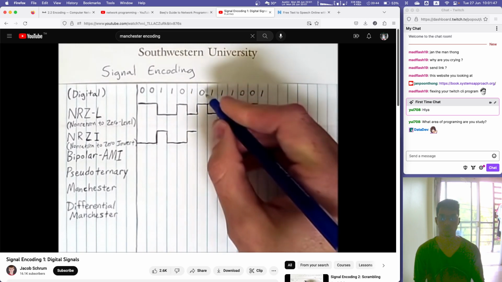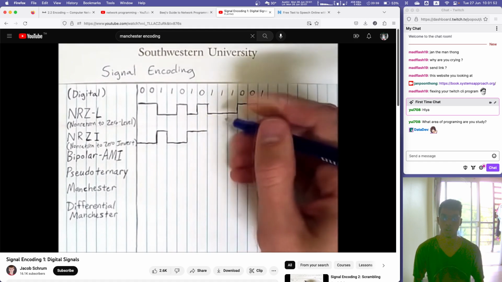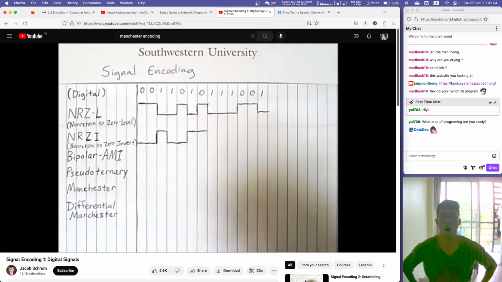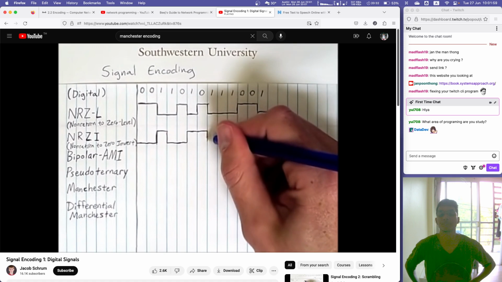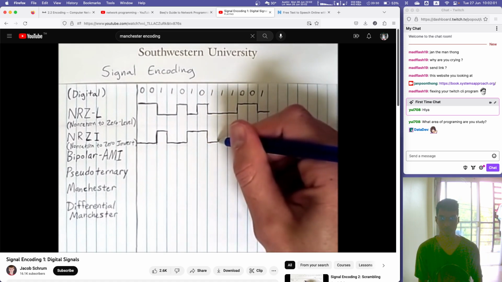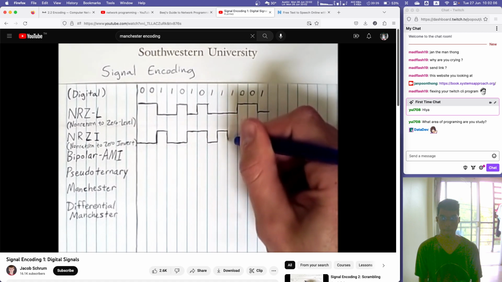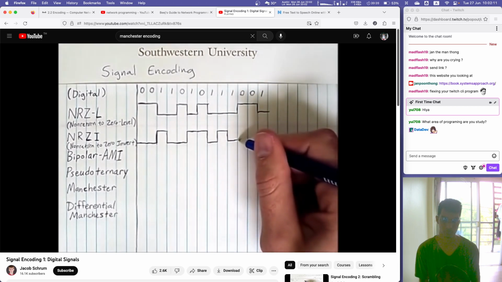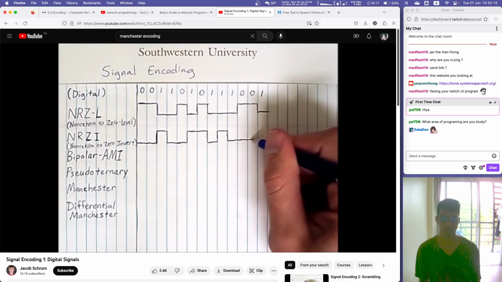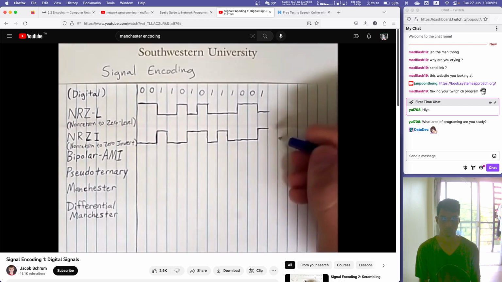And then here we have a 0 again, so we'll stay high. And then we have a sequence of 3 1s, which means we'll be alternating back and forth. So this change encodes a 1, and this next change encodes a 1, and then this next change encodes the third 1. And then the 2 0s do not require a voltage level change. And then at the end we have a 1, which causes us to jump up, giving us this result here.